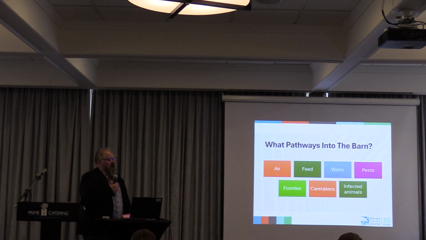There are lots of different pathways into the barn. If we look at this graphic here, these are just a lot of ways that things can get into the barn. We have air, we have feed coming in, we have water coming in. Hopefully we don't have too many pests coming in, but it does happen. Fomites, so we have boxes coming in, we have equipment coming in, medicators, injectors, that kind of stuff. We have caretakers coming in. And hopefully not, but there's also the potential for infected animals coming in.